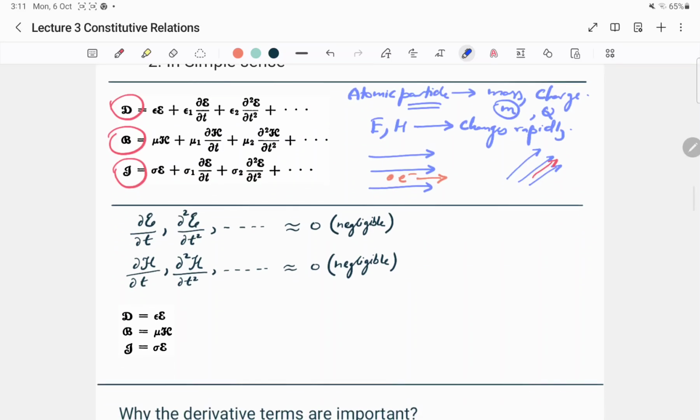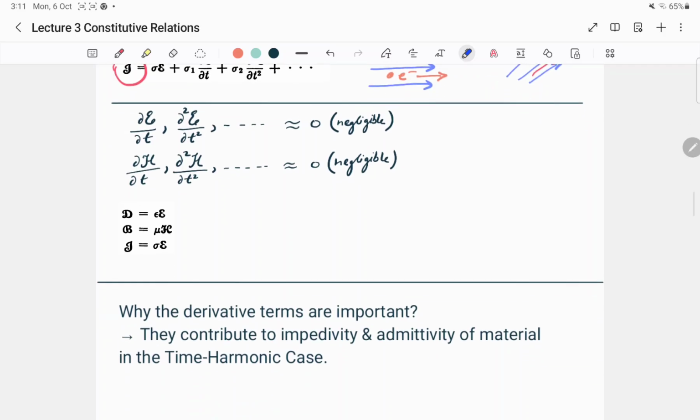So whenever these time derivatives, first order time derivative, second order time derivative, and all other higher order derivatives, are negligible, when it is 0, then we can say that the constitutive relationship is D is equal to epsilon E, B is equal to mu H, and J is equal to sigma E.